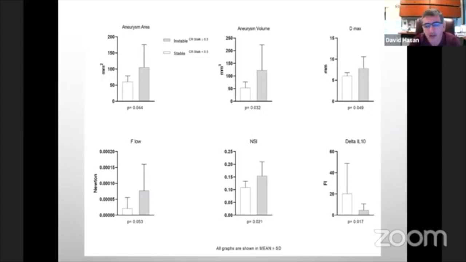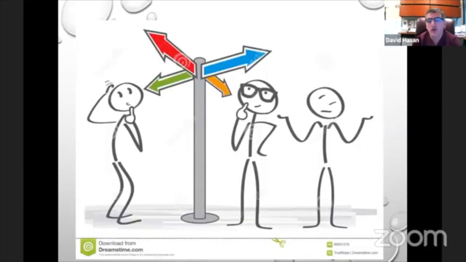What we found is that the enhancement correlates with the aneurysm area, the aneurysm volume, the maximum diameter, the low wall shear stress, and the non-sphericity index. We also noted interleukin 10: the aneurysms that do not enhance have significantly more interleukin 10, which is anti-inflammatory. So this all fits as one picture. We did a 360, if you will, of that. So where do we go from there?